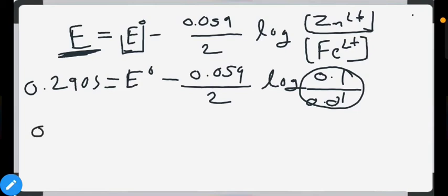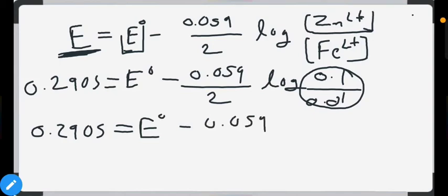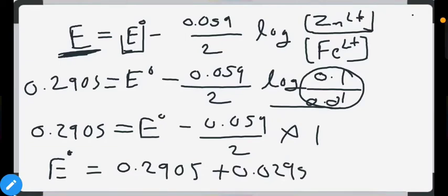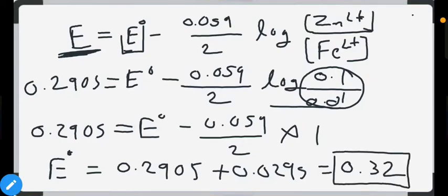So the next step will be: 0.2905 is equal to standard cell potential minus 0.059 divided by 2 into 1, because log 10 is equal to 1. So E cell is equal to 0.2905 plus 0.059 divided by 2, which is 0.0295, giving 0.32. So this will be the standard cell potential of the given cell.